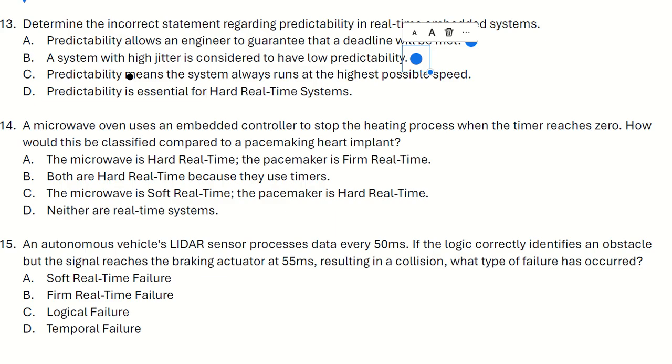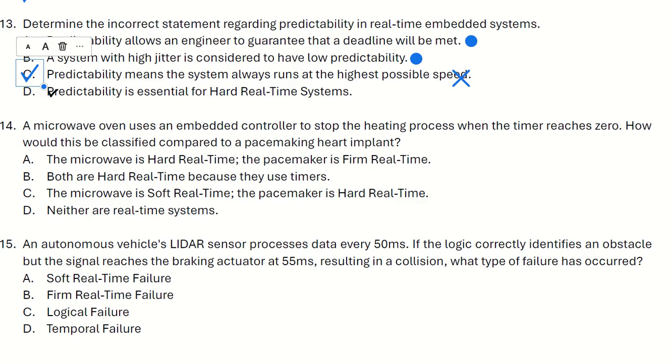Okay, predictability means the system always runs at the highest possible speed. This one definitely is wrong. Why? Since we have to select the incorrect answer, this is an incorrect answer. It doesn't mean it must run at the highest possible speed. So this one is wrong. As long as you schedule the tasks well accordingly, it can be predictable.